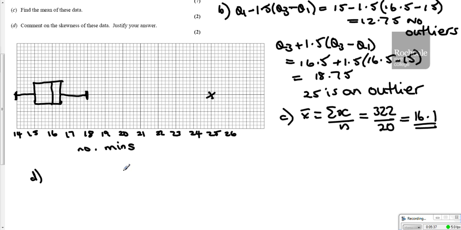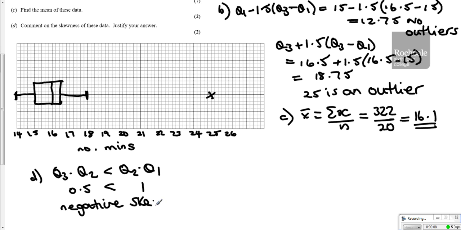So there's two ways to look at it. You can either use that rule for outliers where you compare the quartiles. So we'll do that one first. Q3 minus Q2 in this case is 0.5. Q2 minus Q1 in this case is 1. And so we see that the upper part of the box is smaller than the lower part of the box, and if you consult your notes, that means that we have a negative skew. And actually you can see that from the diagram.